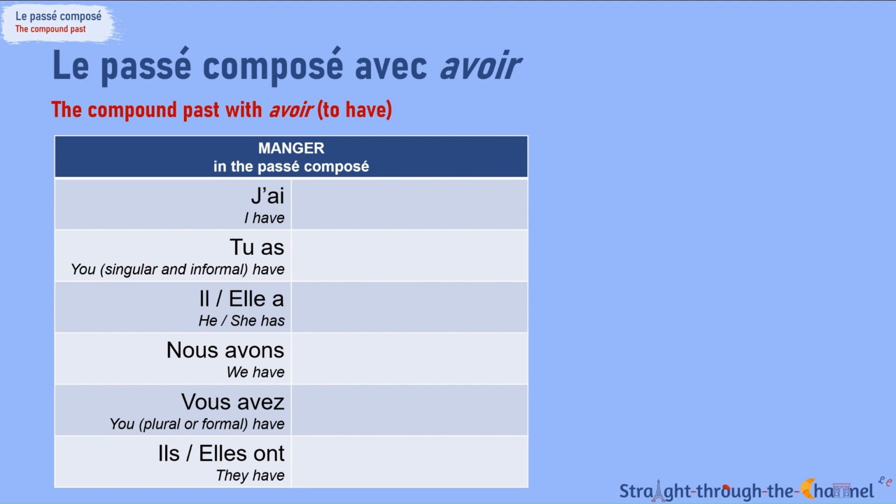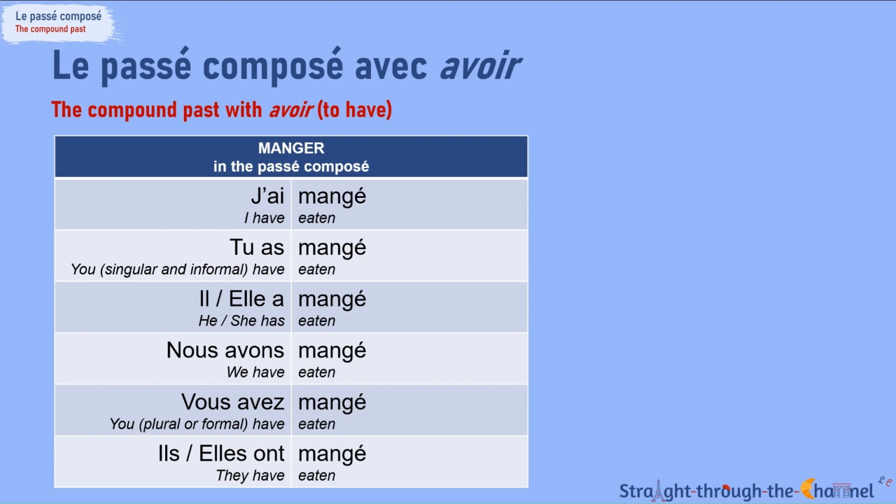So if we wanted to use manger, to eat, in the passé composé, we will need to conjugate avoir in the present tense. And then figure out that manger is an ER verb. So to turn it into a past participle, we swap the ER from the infinitive for a E acute accent. This will give us j'ai mangé, tu as mangé, il, elle a mangé, nous avons mangé, vous avez mangé, ils, elles ont mangé. To use faire in the passé composé, we keep our verb avoir in the present tense and add the irregular past participle fait. J'ai fait, tu as fait, il, elle a fait, nous avons fait, vous avez fait, ils, elles ont fait.